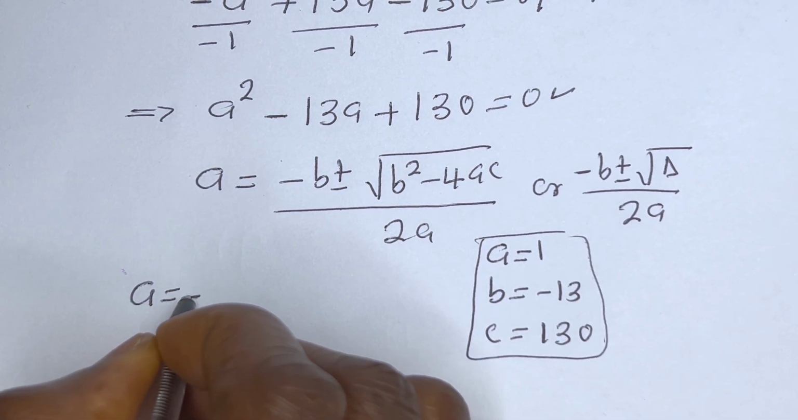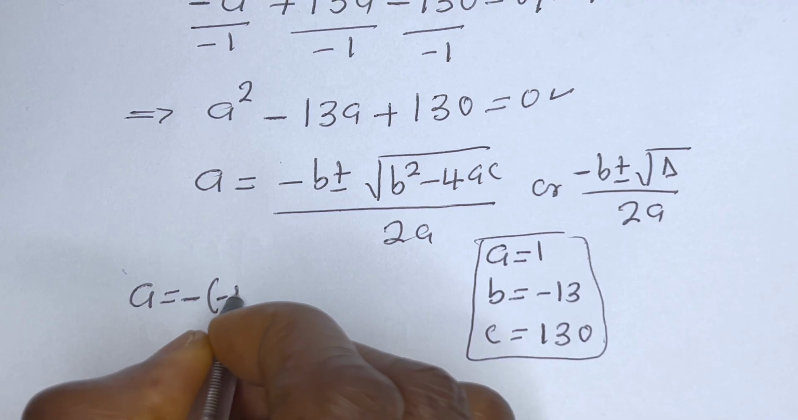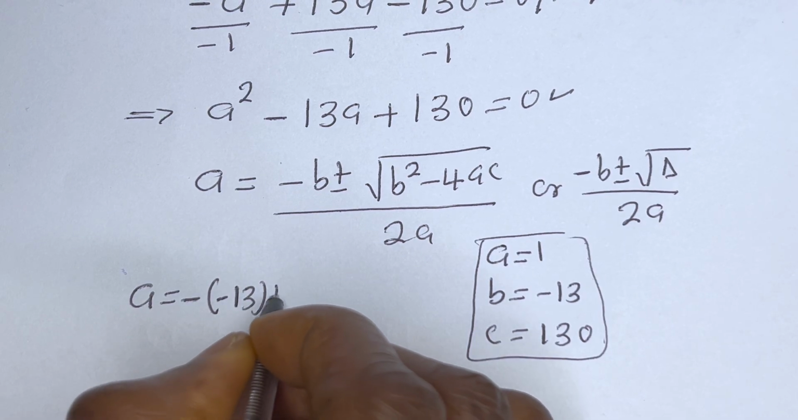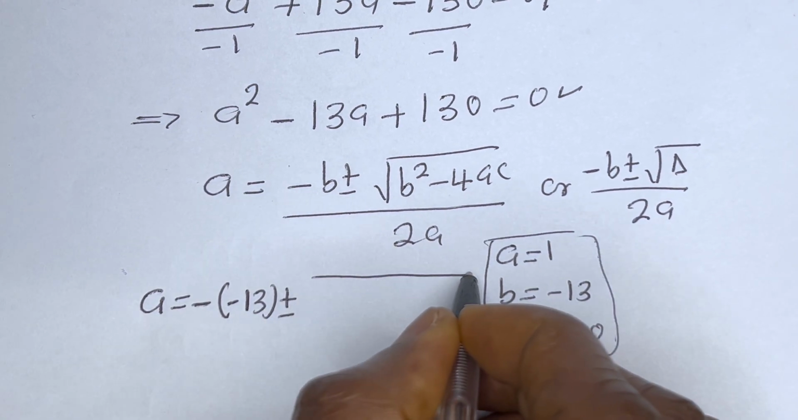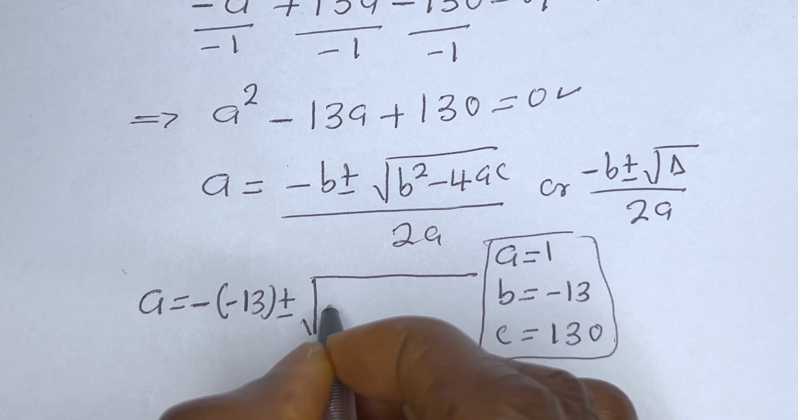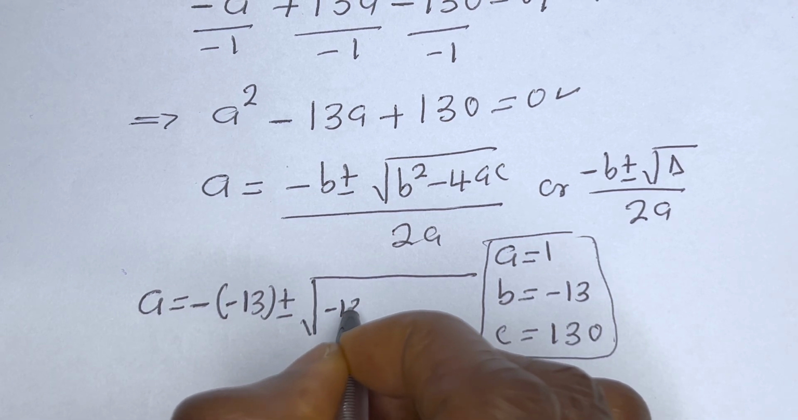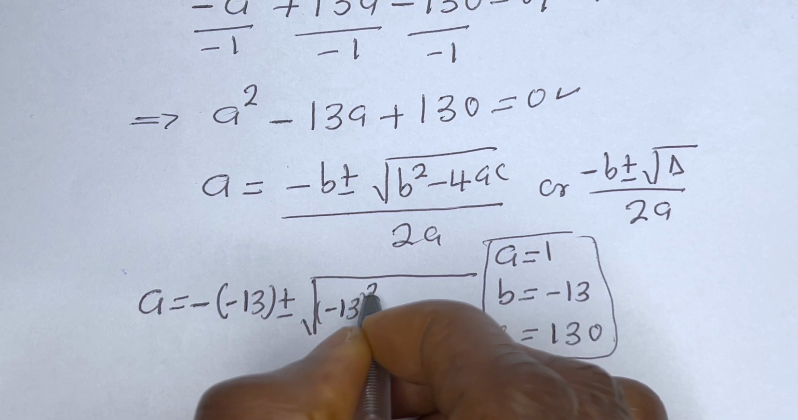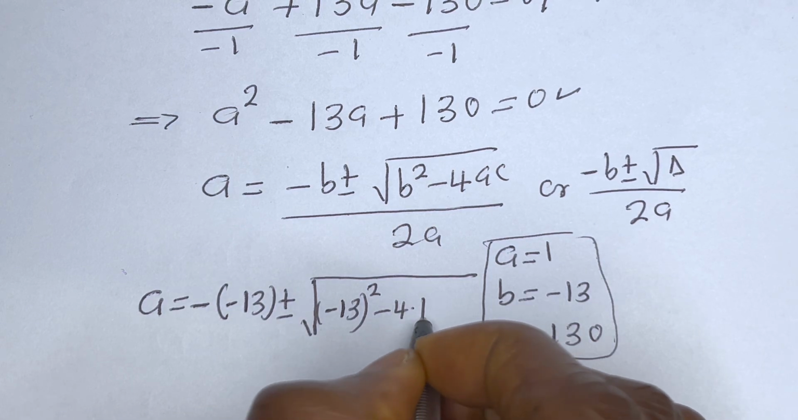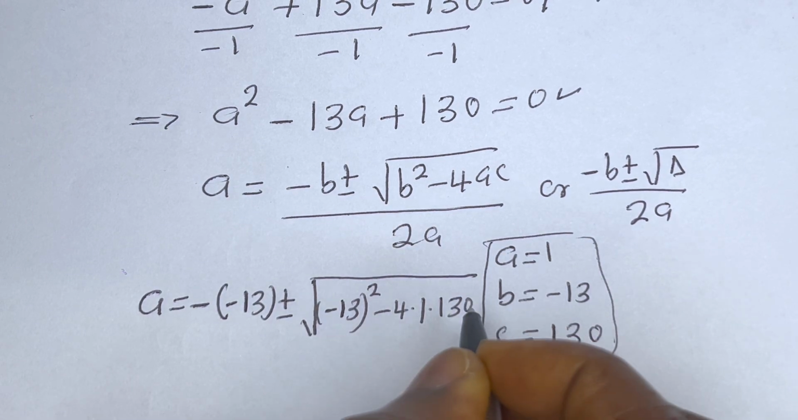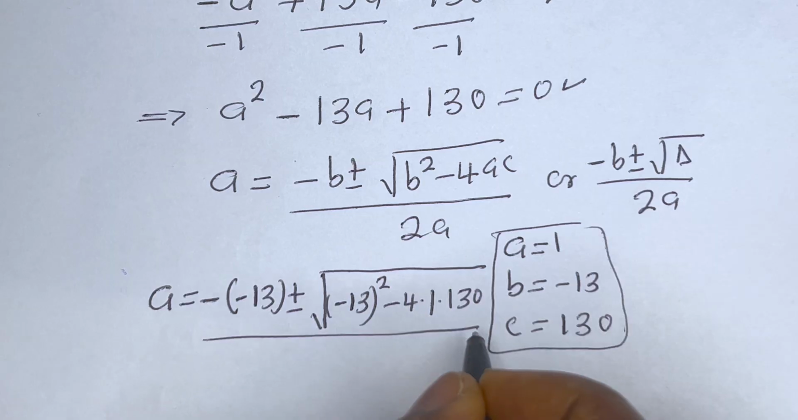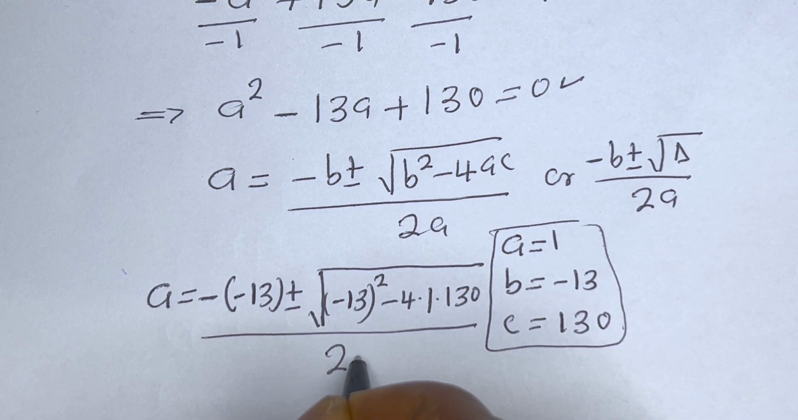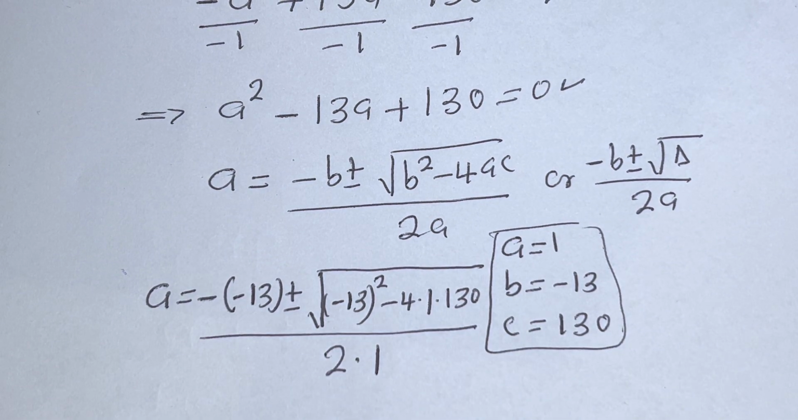A is equal to minus bracket minus 13, plus or minus square root of minus 13 squared minus 4 multiplied by 1 multiplied by 130, over 2 multiplied by 1.